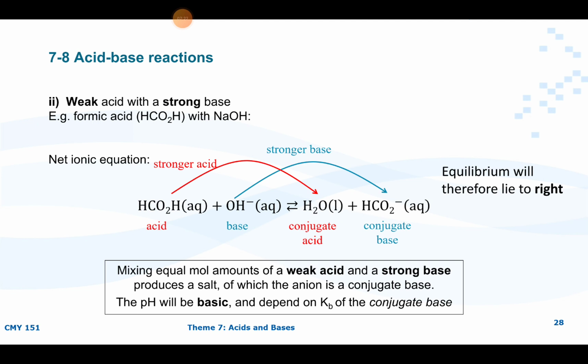So that means if we mix equal mole amounts, the hydroxide and the acid will neutralize, or will cancel, but we will be left with a slightly basic solution because we are left with the conjugate base. That didn't happen if we had a strong acid. The pH of this will be more than 7, but it will be dependent on the ionization constant of this conjugate base. So if this conjugate base is very strong, we'll have a very high pH. If the conjugate base is relatively weak, we'll have a pH closer to 7.